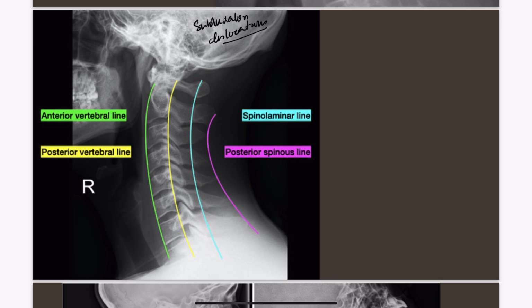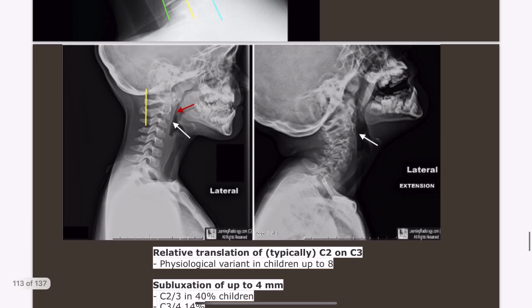At the beginning of the spines, we are able to draw this line. And the posterior spinous line connecting the tip of all the spinous processes of the cervical vertebra. If these lines are uninterrupted, then there is going to be no subluxation or dislocation. If there is any interruption, then we have to suspect a subluxation or dislocation.